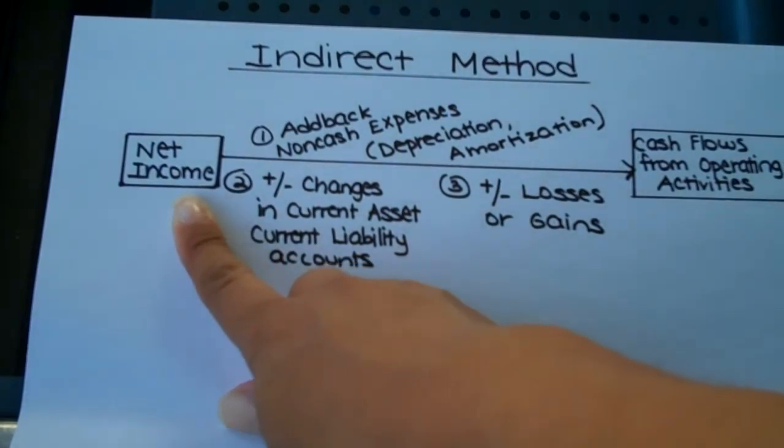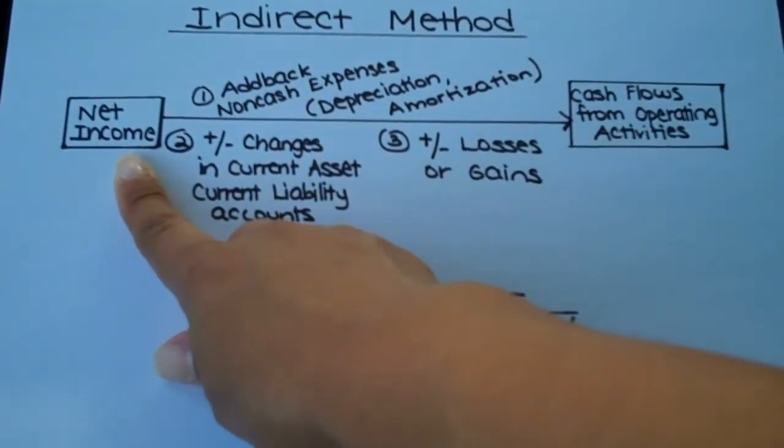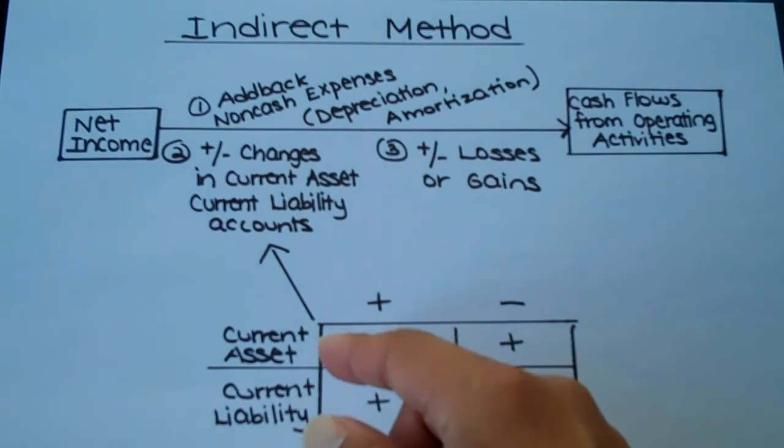So your starting point under the indirect method is net income. You start with net income. You get that from the company's income statement, the bottom line. To net income, you're going to make a series of adjustments, 3 types of adjustments to be exact.